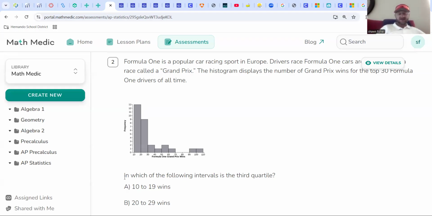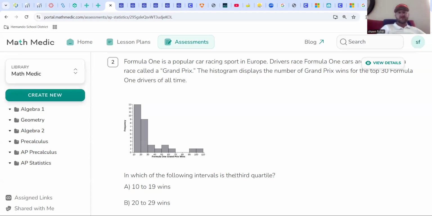The question is, which of the following intervals contains the third quartile? And if I could draw this, it would be a little bit better for you. Remember, in given data, we've got our 5-number summary, right? We've got a minimum value, we got a maximum value, we got the 25th percentile, right?